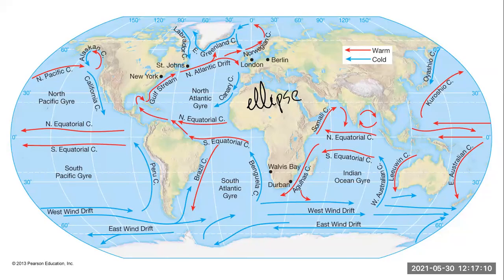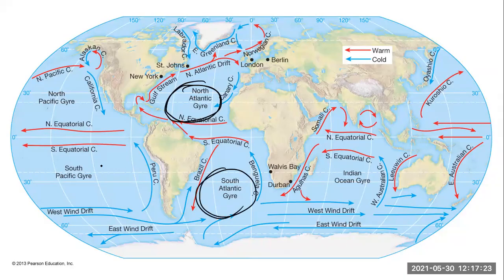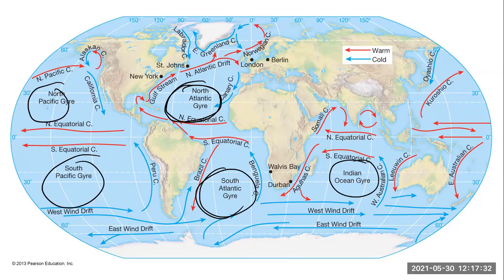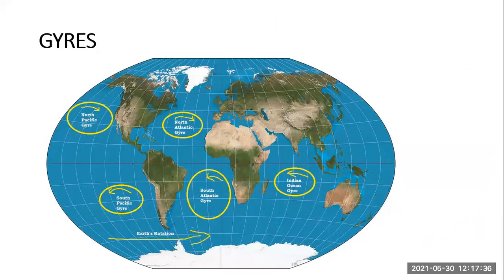So a gyre system is created not by a single current, but by multiple current systems circulating together in a region. For example, you can see the North Atlantic gyre in the picture. You can also see the South Atlantic gyre, South Pacific gyre, North Pacific gyre, and Indian Ocean gyre. In each of the ocean basins, we have multiple gyre systems created by multiple ocean currents. So you can add the definition. You can give a heading, Gyres.